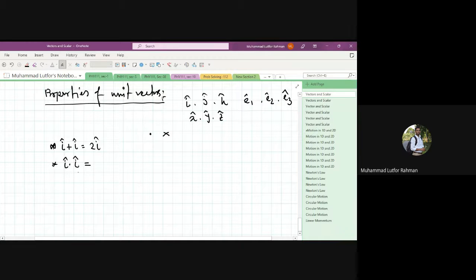Now if we take i dot i, what will it give me? i square cos theta. So what is theta in that case? Do you know? Zero degrees. Exactly, the angle is 0 degrees. Why is it 0? Because both are in the same line. Both vectors i and i are basically parallel vectors, right?